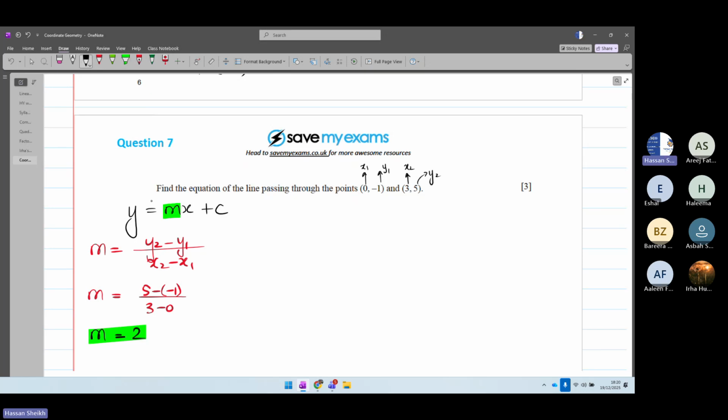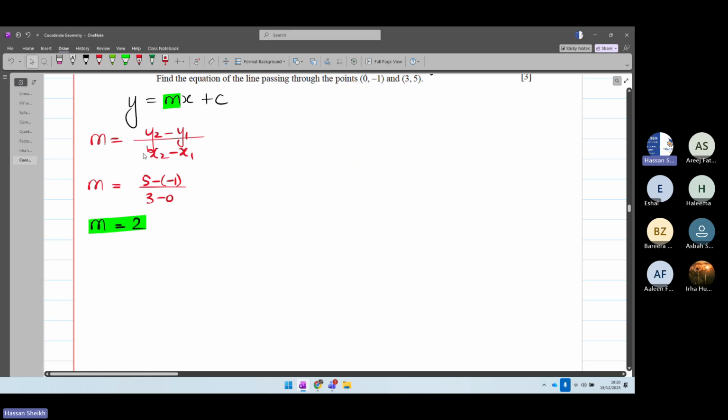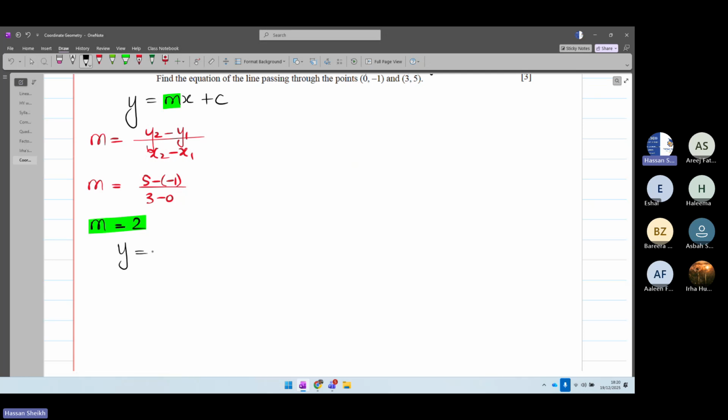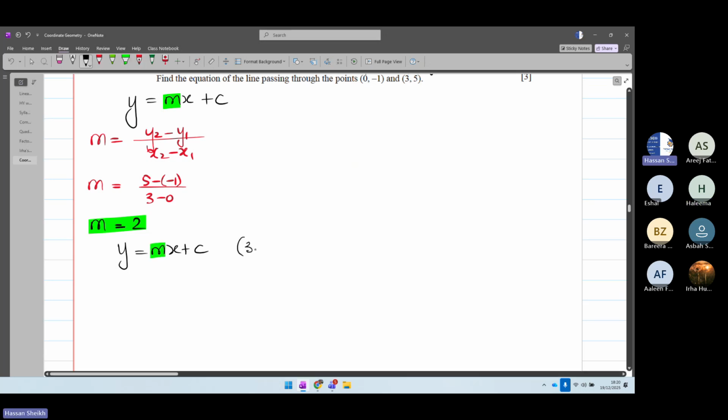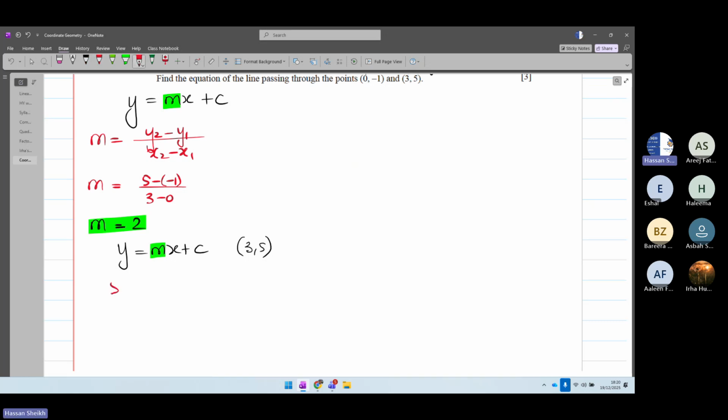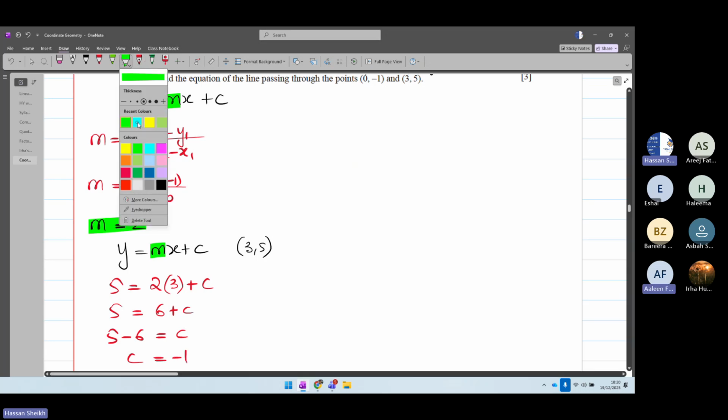And then to find c, which point do you want me to use? The first one. The 3 and 5 one. So 3 comma 5, and 5 is the value of y, 2 is the value of slope, 3 is the value of x. So 5 equals 6 plus c. 5 minus 6 equals c. So c equals minus 1. Do you agree that we have got c as minus 1?